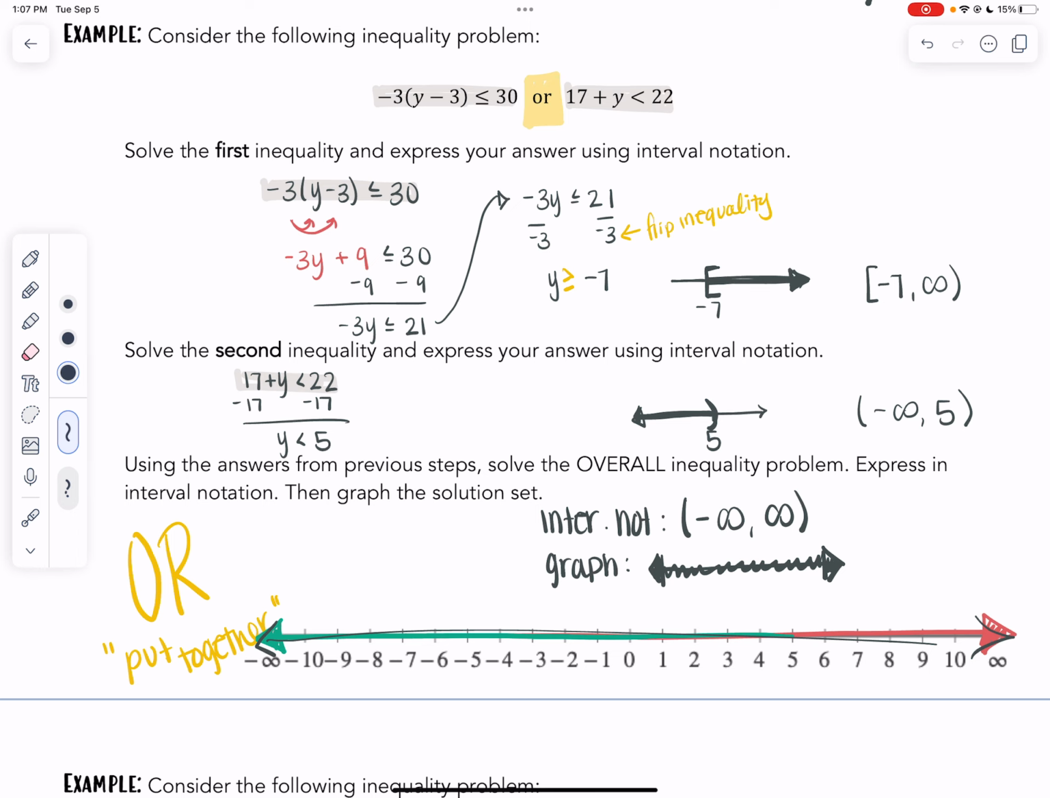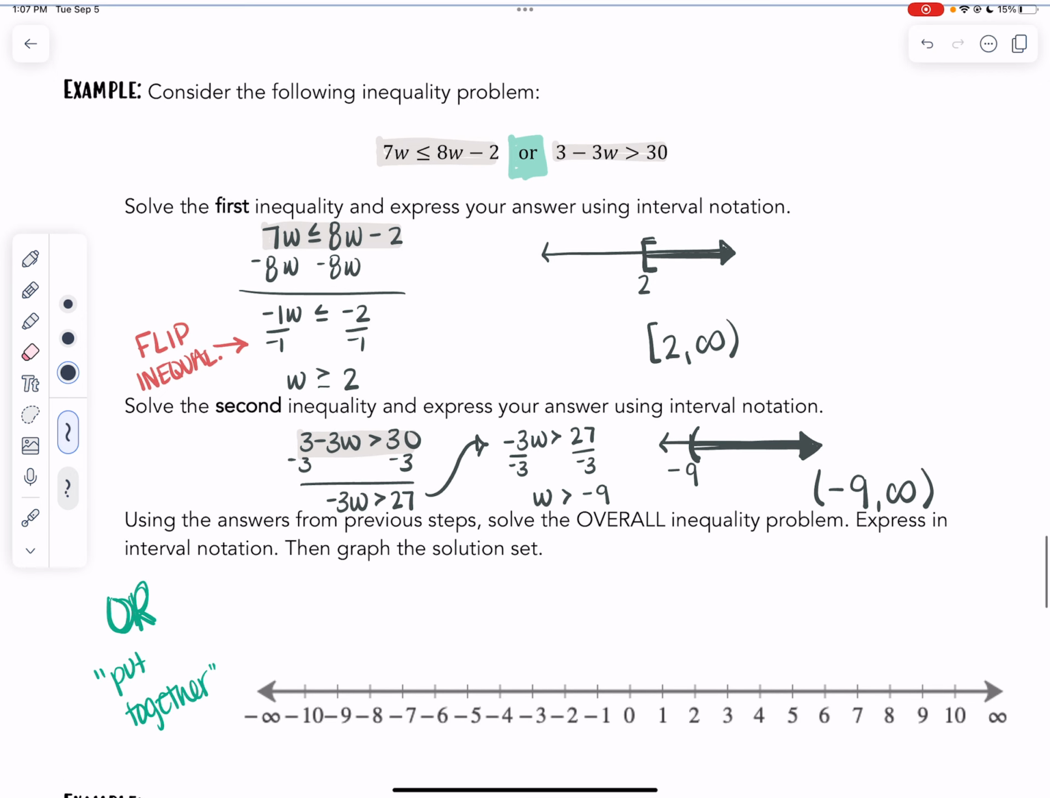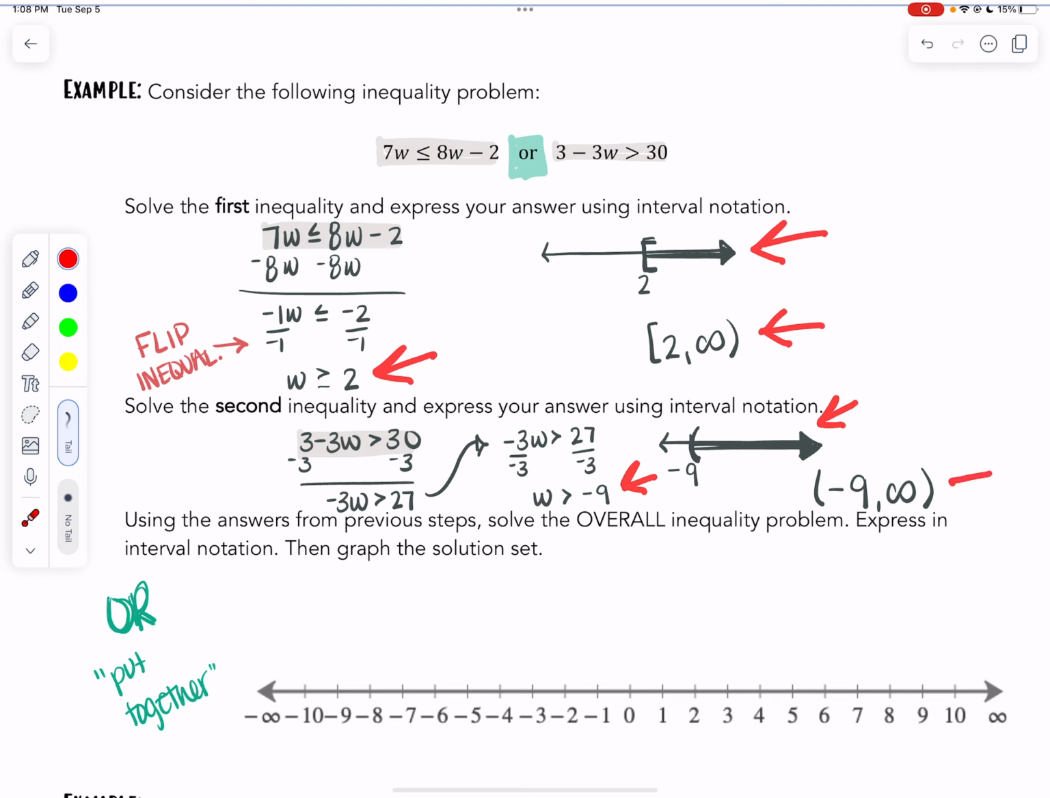All right, and then the last one. Again, I would pause the video and solve it for yourself. And then you should get the graph, the interval, the solution, the graph, the interval. Okay, step 3. Using the answer from the previous step, solve the overall inequality and express in interval notation.